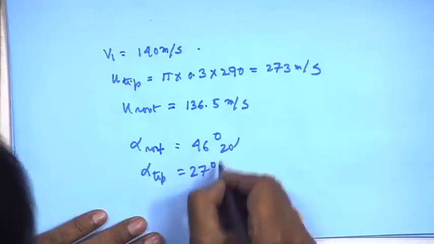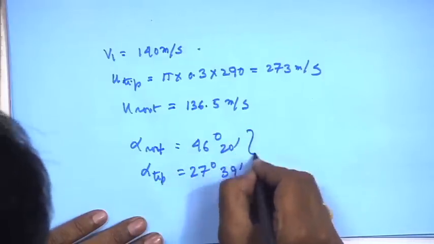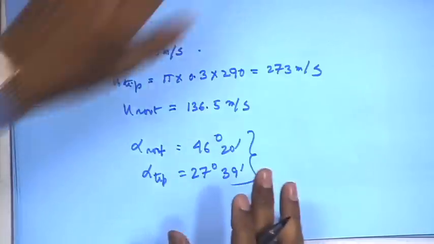This is the value I have taken from about 20 minutes earlier. So there is an iterative process by which you have to do this. Okay, thank you.